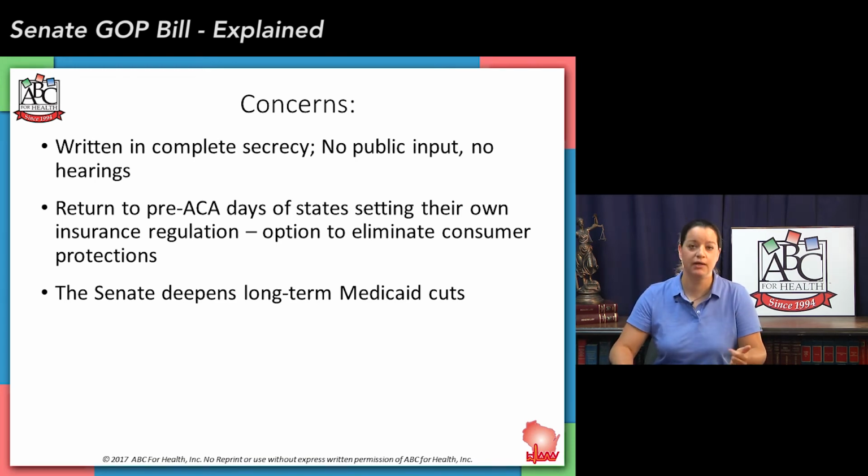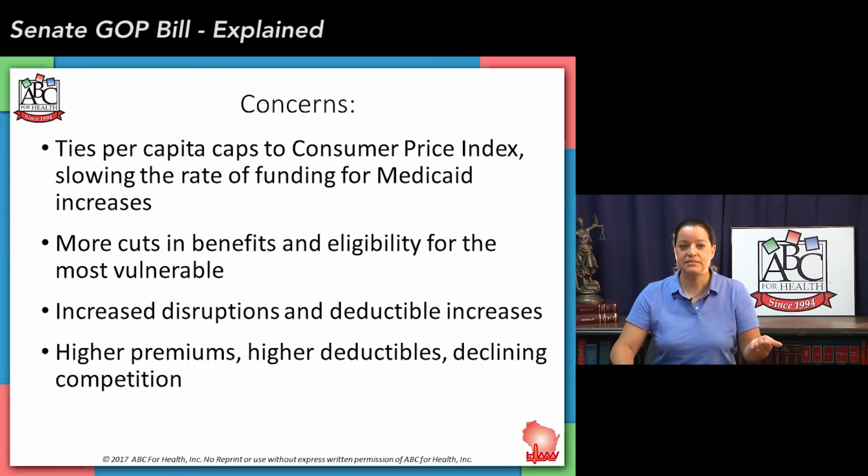40% are children. The other largest group of folks taking advantage of Medicaid are seniors in long-term care. This ties per capita caps to the consumer price index. That's different than the House version of the bill. That means that funding for Medicaid over time would not increase as much as if you were using the healthcare index, which grows a little bit more aggressively, which is one of the reasons why we say it provides deeper cuts to the Medicaid program.